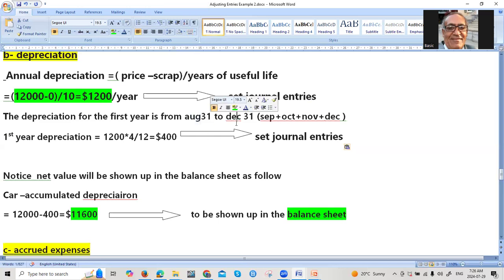I bought the asset, and I'm calculating from August 31 until December 31. So I have here September, October, November, and December. We have 4 months here. We have to finish this within 4 months, or what is the deserved depreciation for the 4 months only. Cool, guys. That's very nice.